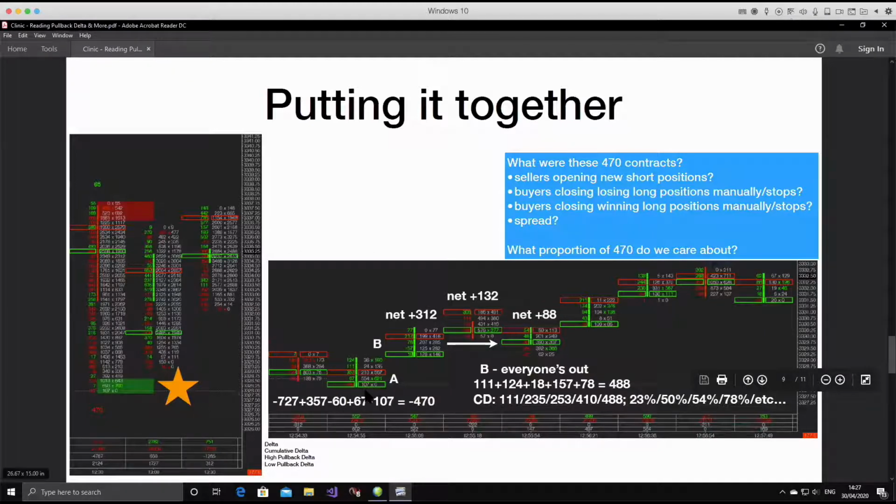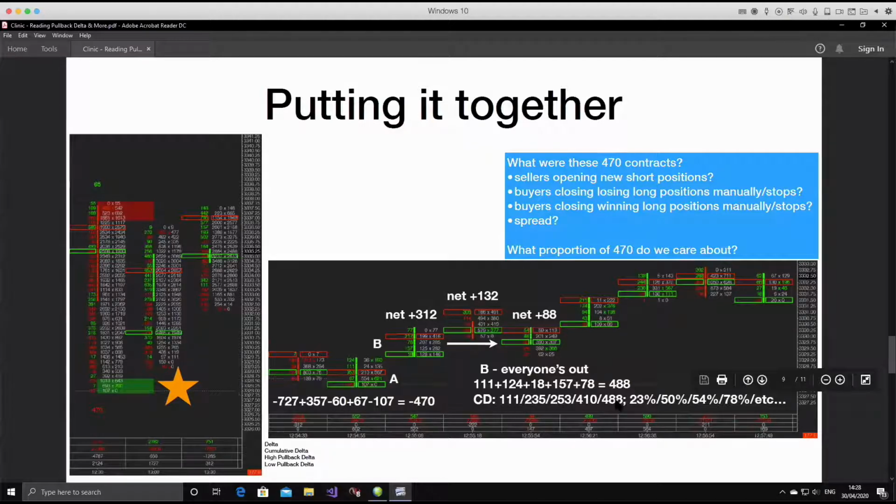So we know there are 470 offside here. If I start to add up these deltas, 111 plus 124 plus 18 plus 157 plus 78, at point B, this 207 by 285 print, 488 contracts traded long aggressively. We could assume all 470 that were here have now liquidated.